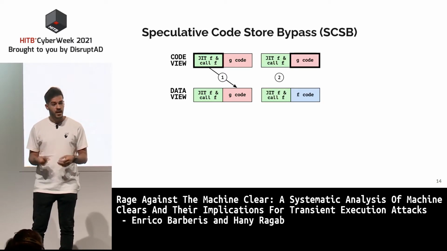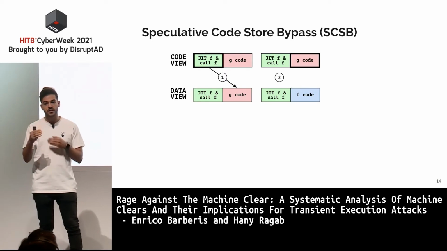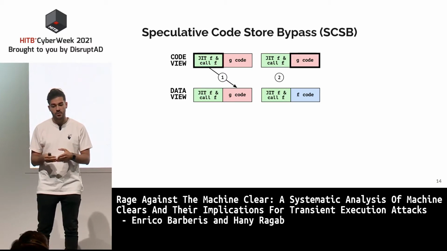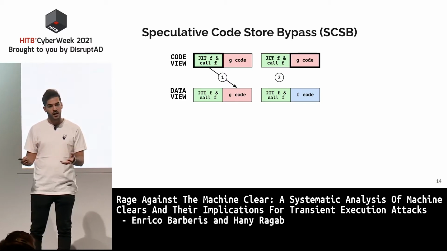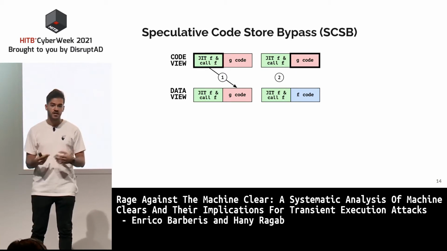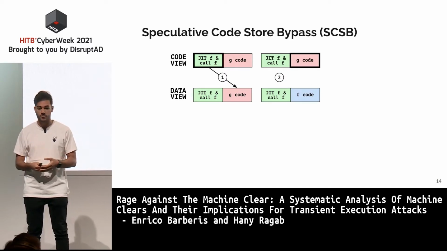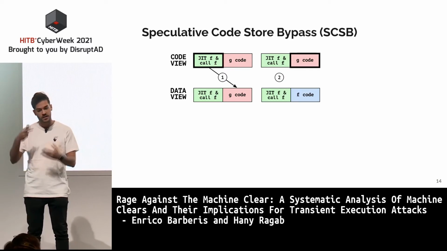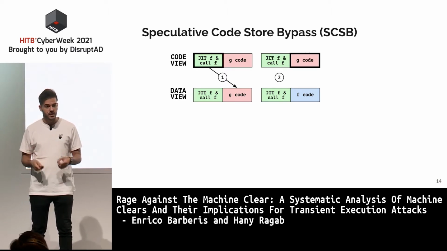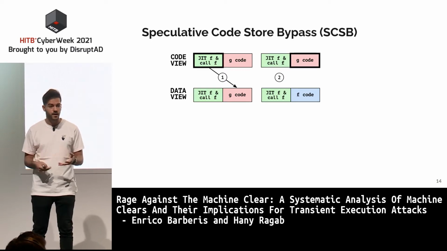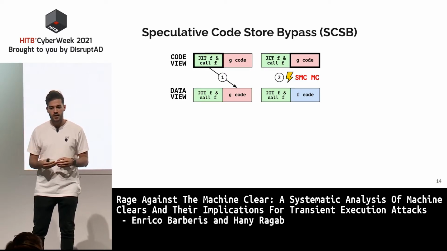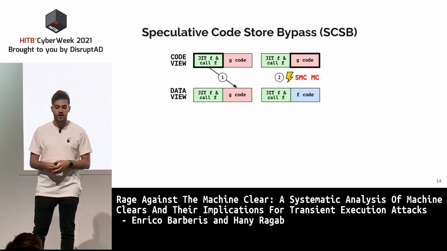The second step, as we see here, we are creating a temporary desynchronization between code view and data view, where the code view will continue to contain the previously fetched, decoded, and executed code, which is function g. But the data view will contain the freshly stored code, which is, in this case, function f, creating this temporary desynchronization between code and data. Eventually, the CPU will detect that there has been self-modifying code and will issue a machine clear, flushing its own pipeline from the previous and stale code, which is, in this case, function g.